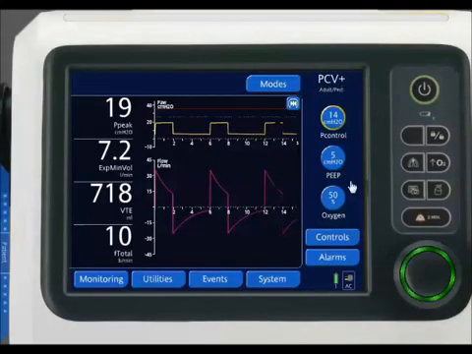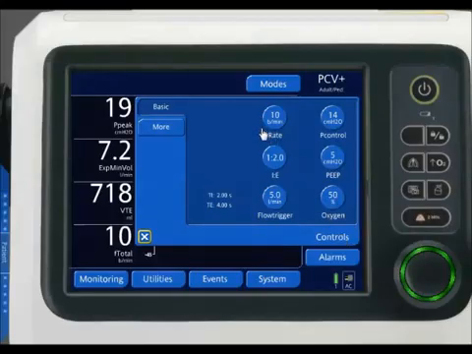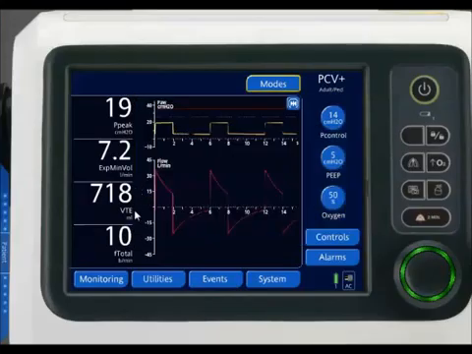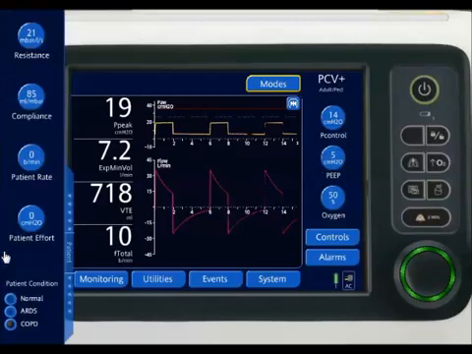Here is my pressure control ventilator simulator, and here are my settings. As you notice, I have a pressure control of 14 and a rate of 10, and my measured values on the right-hand side. We're getting about 700 cc's, and I have it set up for a COPD patient. As you notice, my compliance is 85 and my resistance is 21. So we have kind of a high resistance.